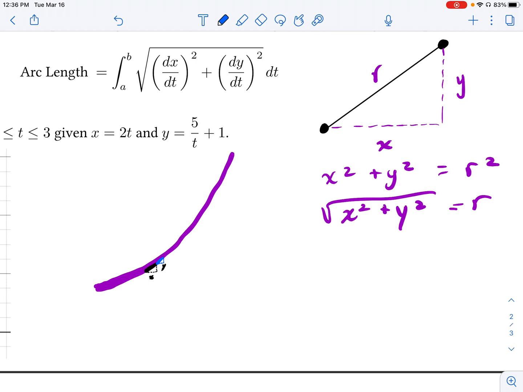For each one of these really small triangles, we're saying that for a very small change in x and a very small change in y, we can treat those as really small partitions, and we're going to apply the distance formula or the Pythagorean theorem. That's all that's happening here. And we're going to integrate, meaning we're going to add up all of those distances over the interval from A to B. So let's try a very quick example of this.